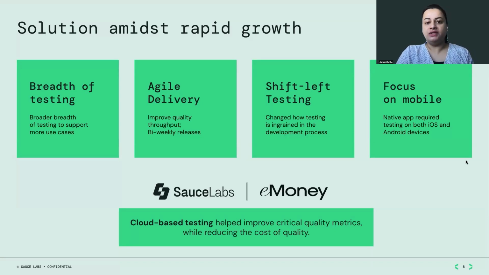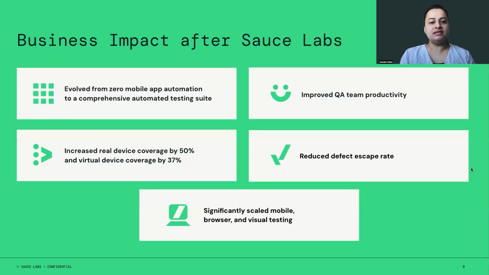As they started to partner with Sauce Labs during this critical growth phase, they started to see improvements in their quality metrics that really had a positive business impact. A quick summary of how this business impact translated: they saw reduced defects and improved team productivity. They were able to move from having zero mobile app automation to a really comprehensive automated test suite, and very importantly, increase their coverage for both real and virtual devices.